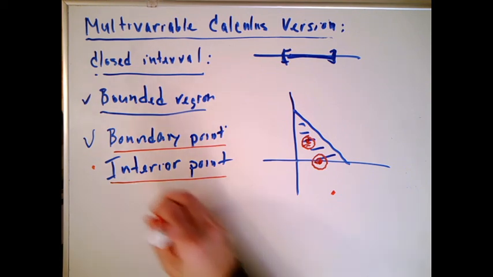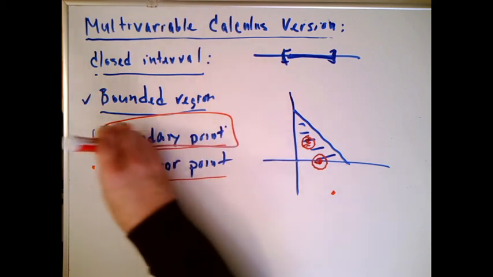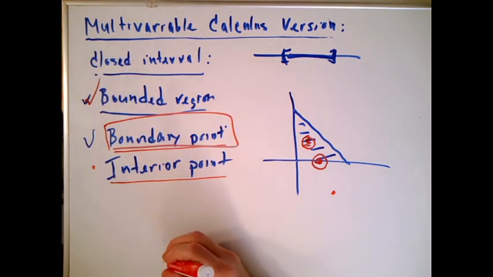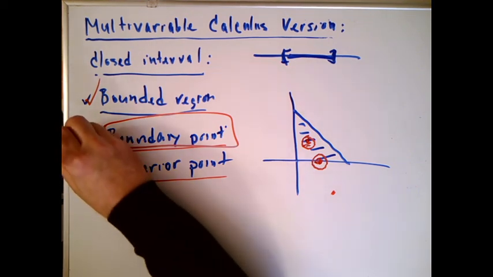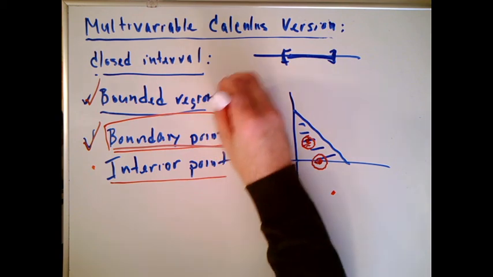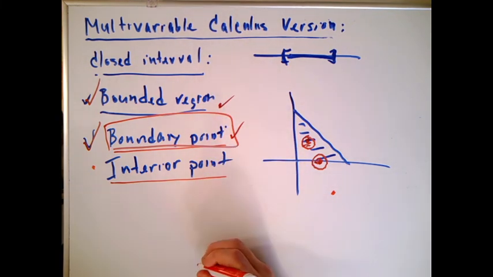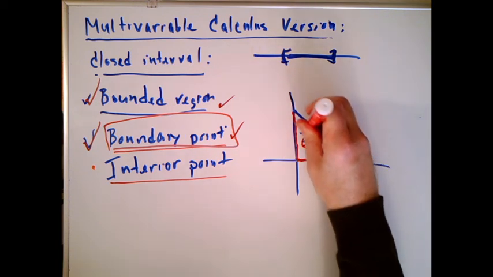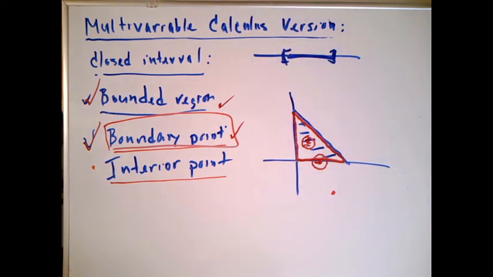Now, why do I even bring that up? Well, in order to actually do the calculus version, first off, it had to be bounded. That means you have to be able to draw a circle around it. It has to include all of its boundary points. If it doesn't have all of its boundary points, then there's no guarantee that it has a maximum or minimum, and calculus just won't be helpful in finding it. So it's got to be bounded. It's got to have all its boundary points. So for example, every point on this triangle has to be included, or there's no guarantee that this function is going to have a maximum or minimum there.